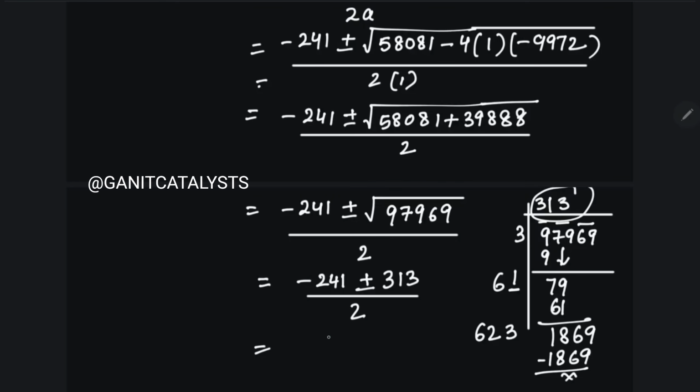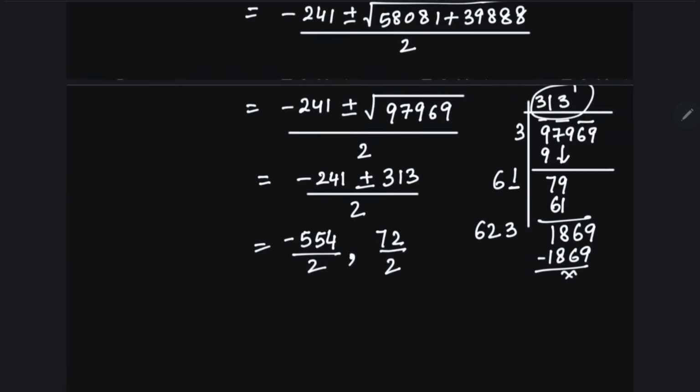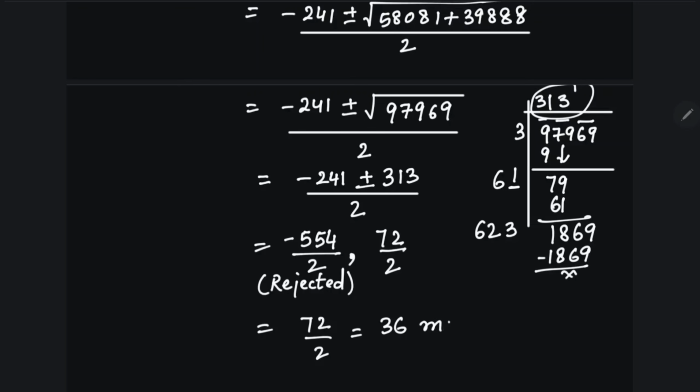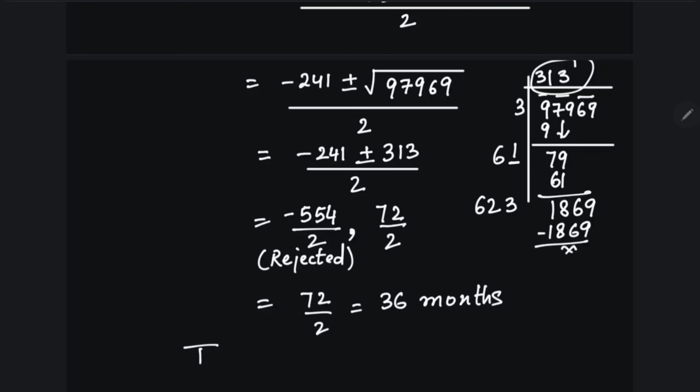So one value is negative: it is minus 241 minus 313, which is minus 554, divided by 2. And the other value is 313 minus 241, which is 72, divided by 2. So reject the negative part as time cannot be negative. So it is equal to 72 divided by 2, which is equal to 36 months. Now convert it into years. So time is equal to 36 divided by 12, which is equal to 3 years.